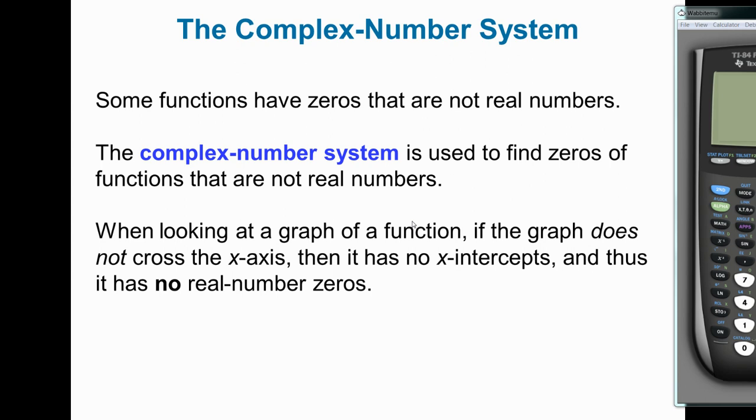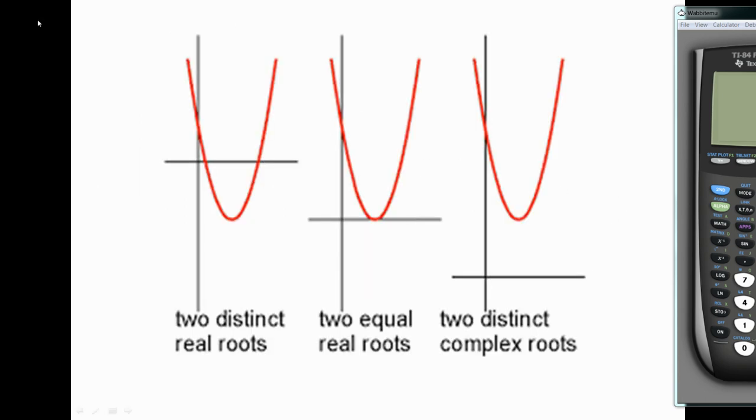When looking at a graph of a function, if the graph does not cross the x-axis, then it has no x-intercepts, and thus it has no real number zeros. Remember that the x-axis and even the y-axis are real numbers. It's a real number system, a real number line. Here's what I'm talking about. Let's say you've got a parabola. This is the vertex. It crosses the x-axis. It has two roots. This is what's called a double root solution. You've got two answers, but they're both the same. In this case, it looks to be something like x equals 2.